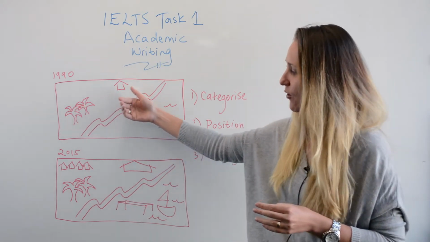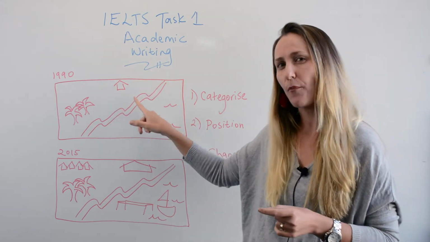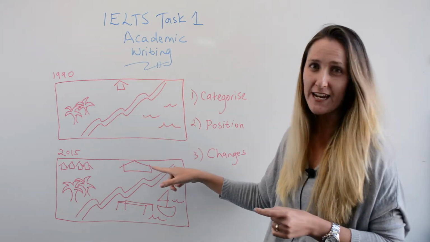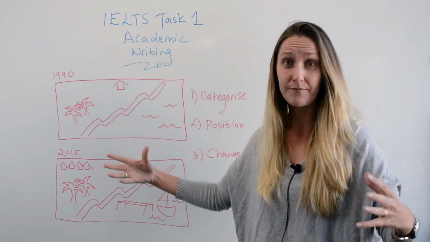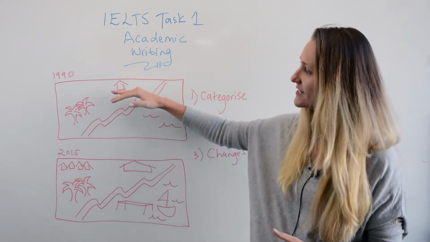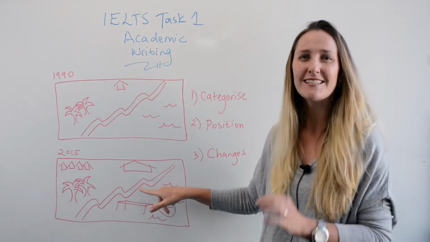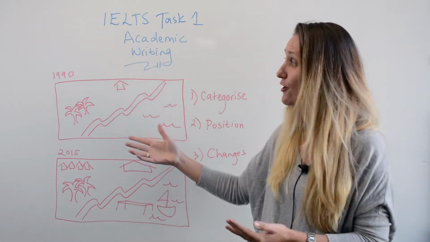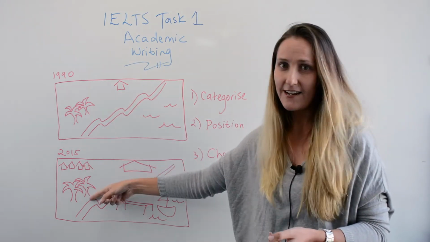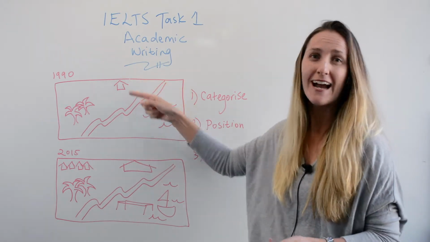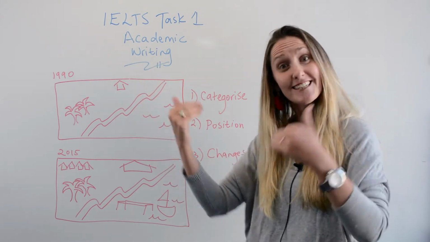If we begin to work our way across, in 1990, there's a small shop. And in 2015, we can clearly see that the shop still exists, but it's much bigger. As we work our way down, in 1990, we can see that there is a road. And in 2015, the same road exists. So far, we have a change, a similarity, a change, and a similarity. Two changes, two similarities. Let's continue.